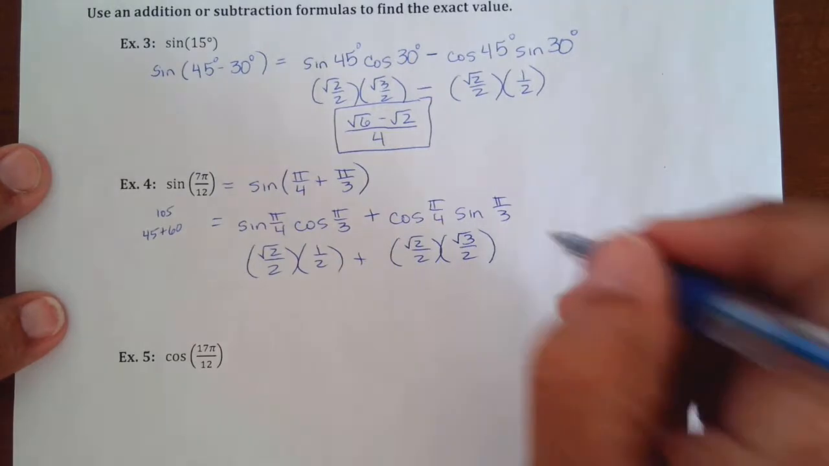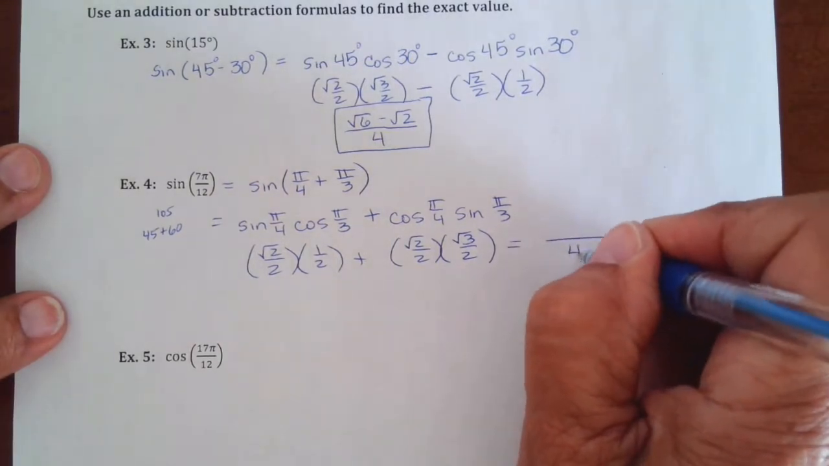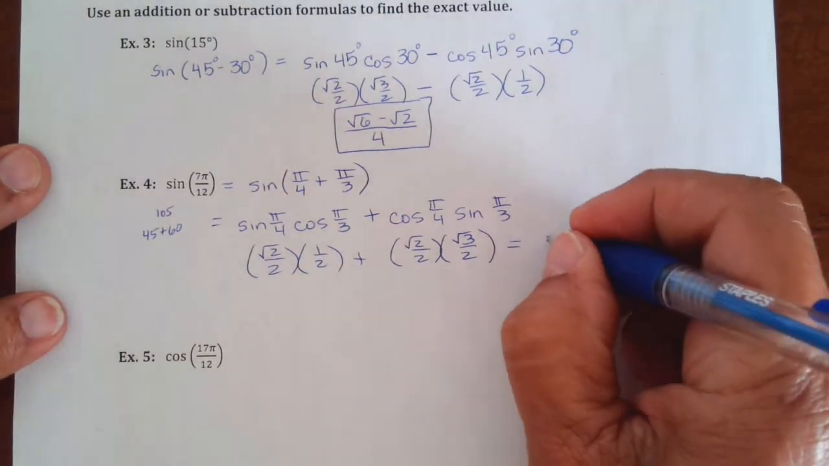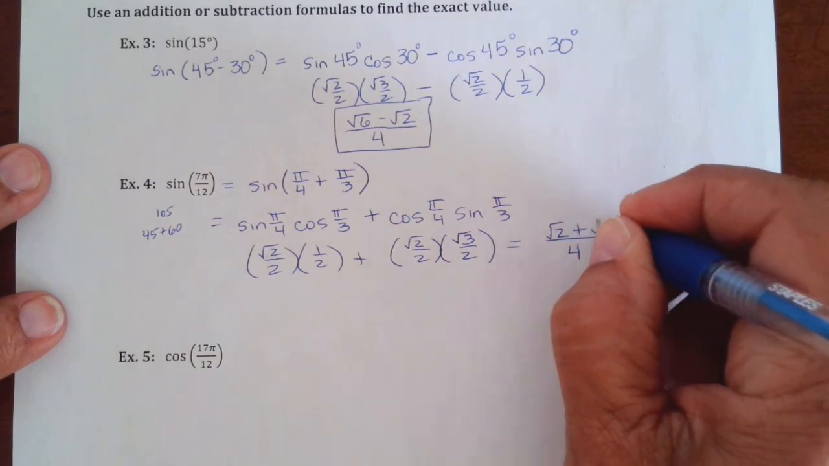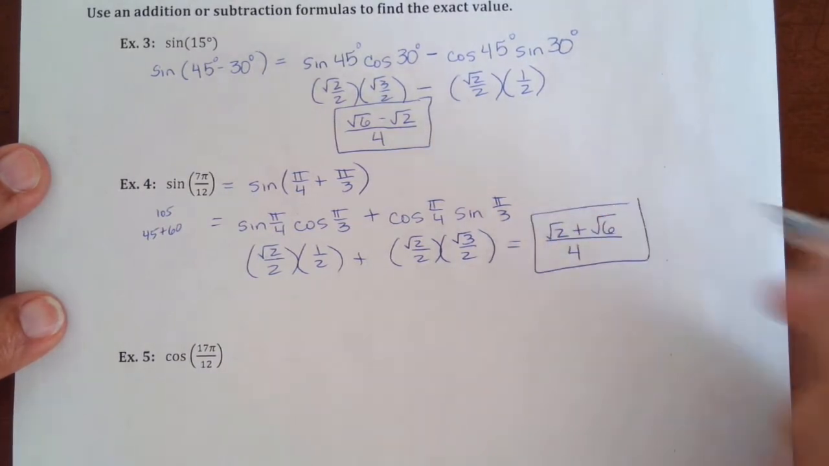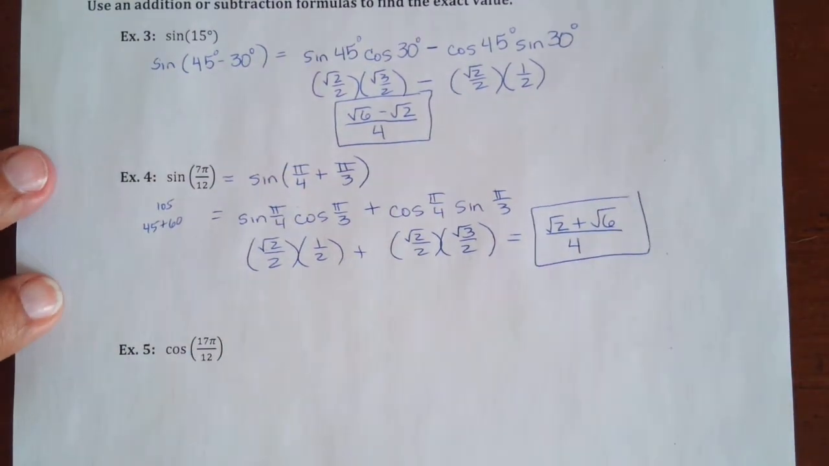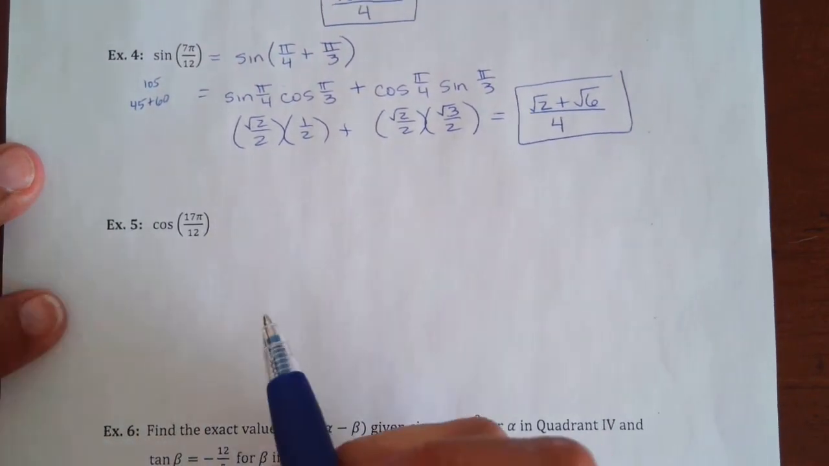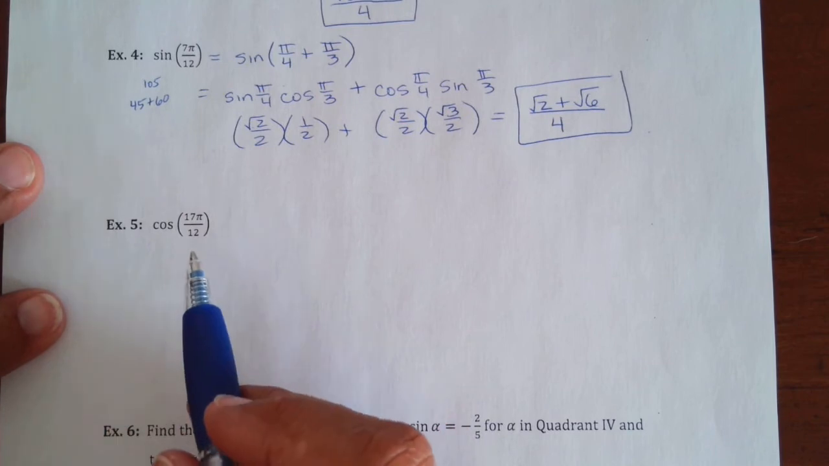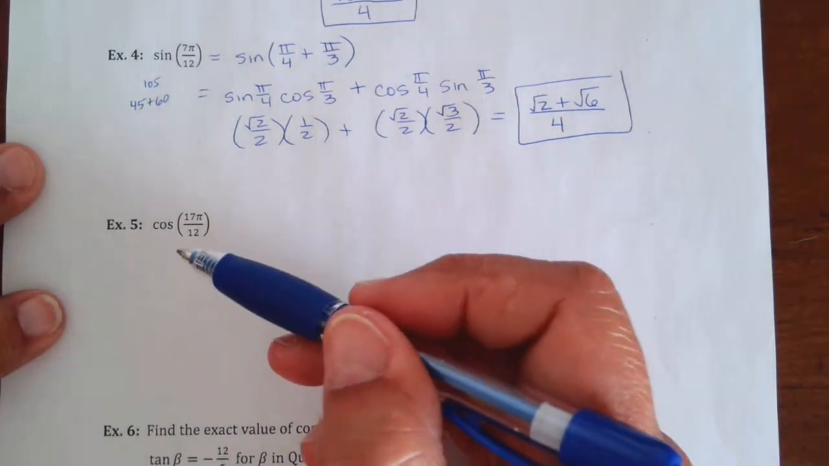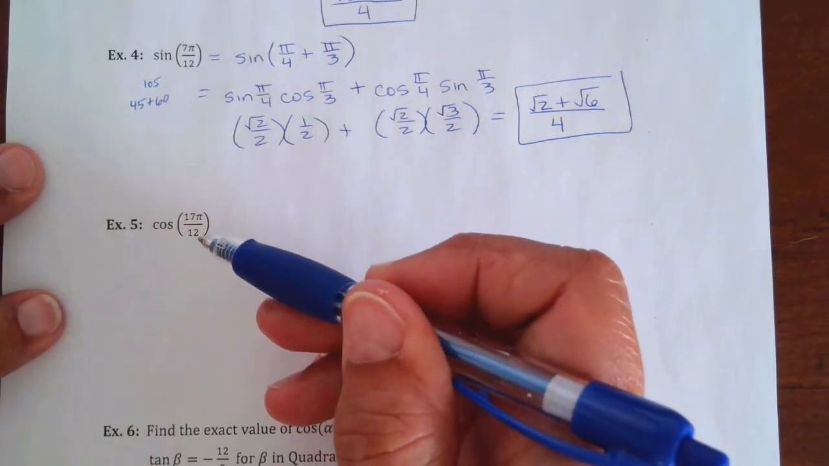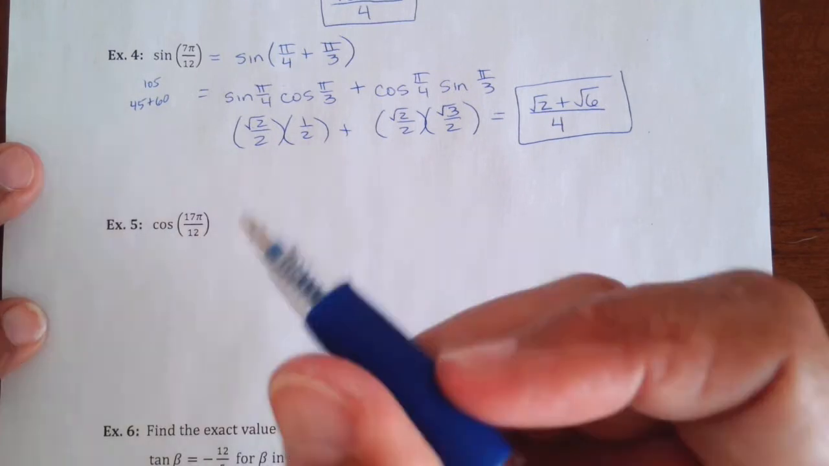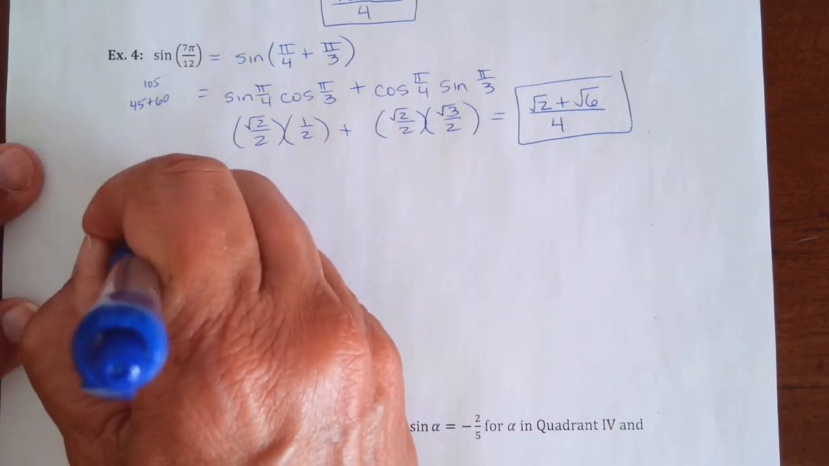All right, so I know this is going to be over 4, and now this time I get the square root of 2 up front and a positive square root of 6. Okay, so exact values, exact values. All right, last one, 17 pi over 12. Again, if you don't have any idea what that is, change it to a degree. So 17 divided by 12 times 180, that gives you 255.